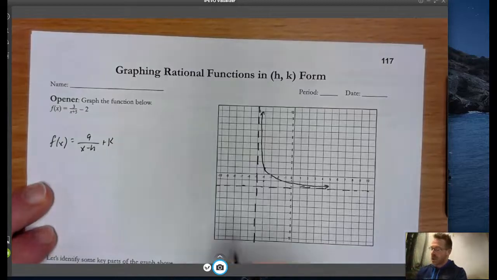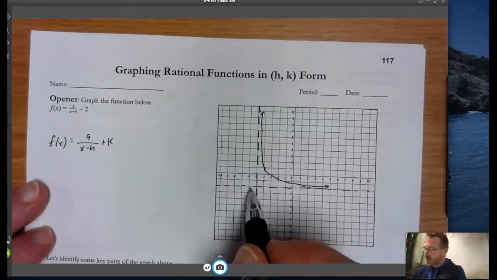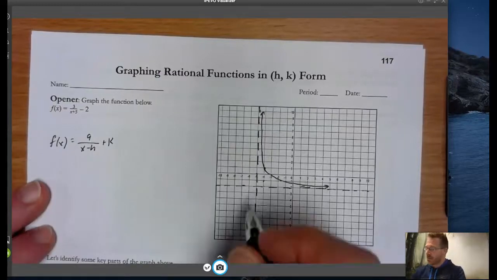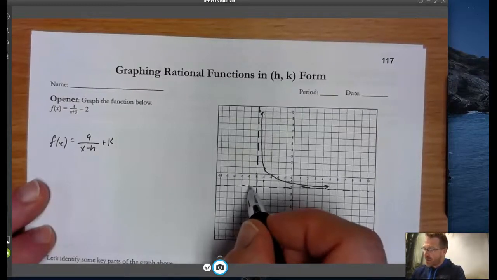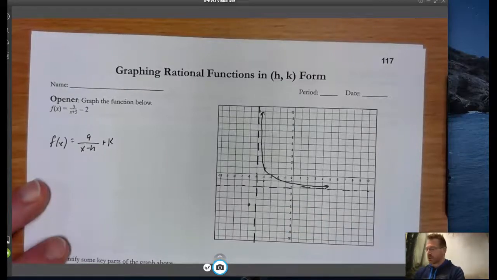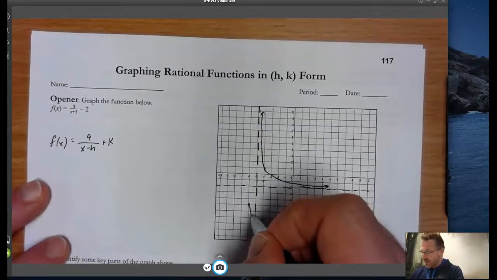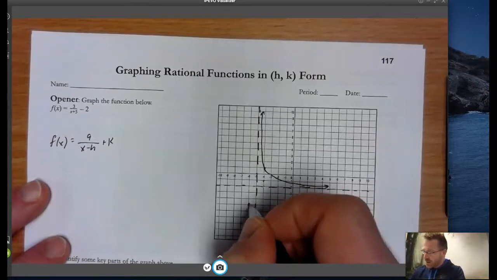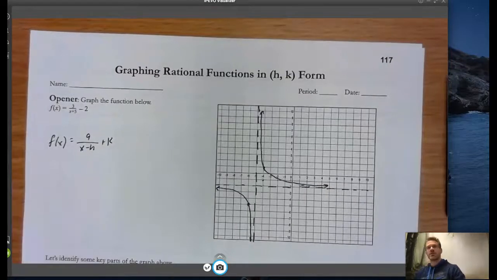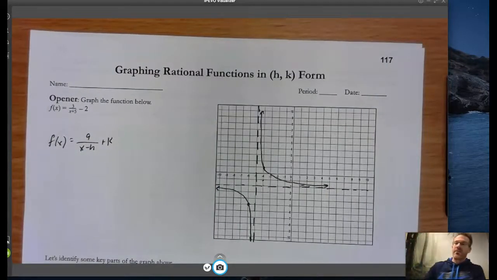On the opposite side in our mother function, normally we went to the left one and down one. Once again, because this a value is 3, I'm still going to go left 1, but then down 1, 2, 3. That gives us a vertical stretch. Once again, it follows the vertical asymptote this way, turns, and gets really close to this horizontal asymptote. And so there's the graph of our rational function in HK form.